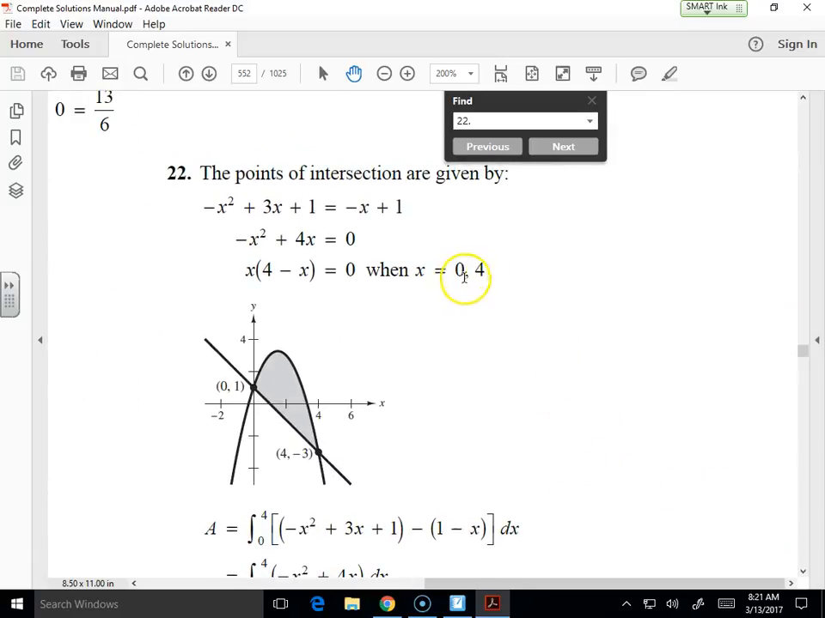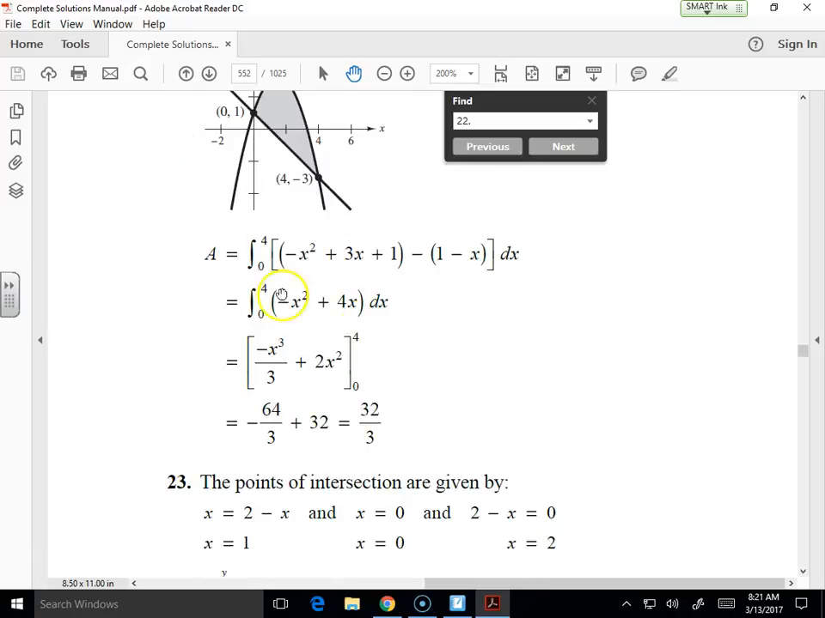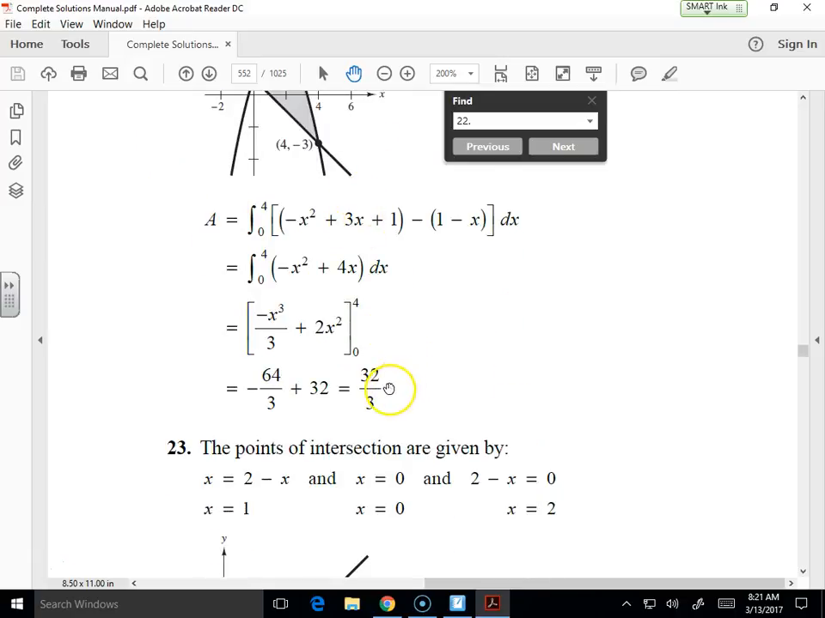Solving for points of intersection, you got 0 to 4. You go ahead and throw it in an integral. Your final answer should be 32/3. Positive 32/3. If you got a negative, it just meant that you oriented it wrong. And what were you supposed to do at the end? Fail safe? Absolute value. So if you got a negative, just make it a positive. But double check that you did it right.